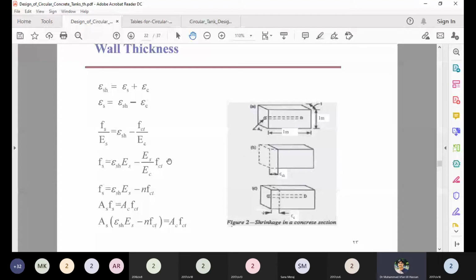Now we also know that if the steel is provided along the cross section of the member and the axial force is acting, it means that the force As times Fs should be equal to Ac times Fct. So putting the value of Fs here from this equation, epsilon sh Es can be put here, and then further simplifying it.